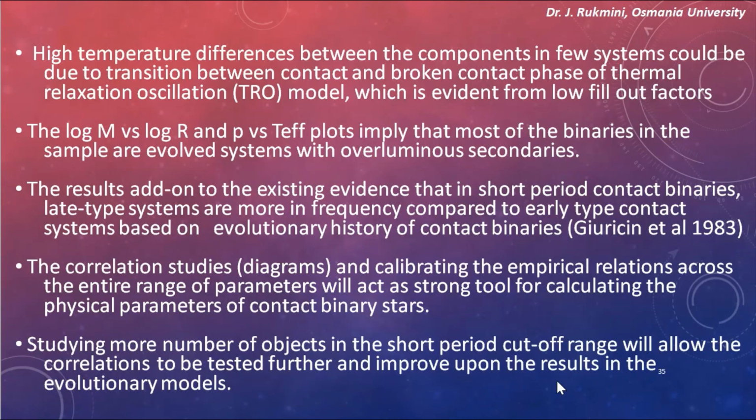The results add to the existing evidence that in short period contact binaries, late type systems are more frequent compared to early type contact systems, based on the evolutionary history of contact binaries. The correlation studies and the calibrating empirical relations across the entire range of parameters will act as a strong tool for further calculations of physical parameters of contact binary stars. And more such studies in the short period cutoff range will allow correlations to be tested further and the results in the evolutionary models to be improved upon.